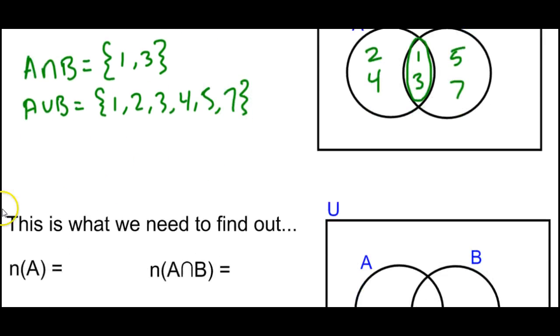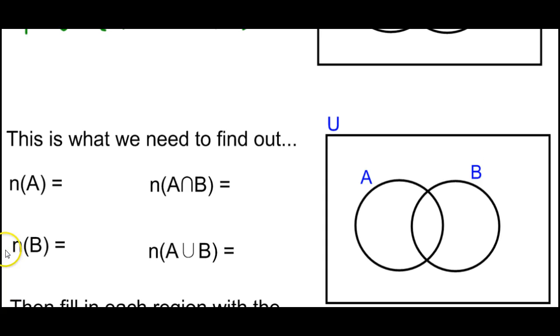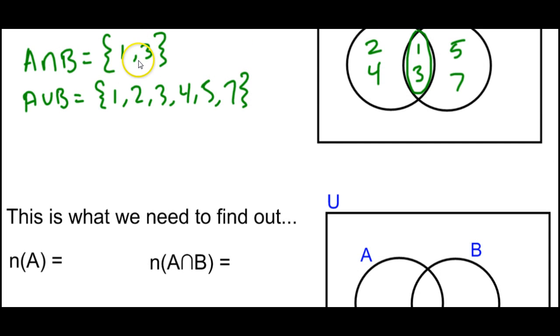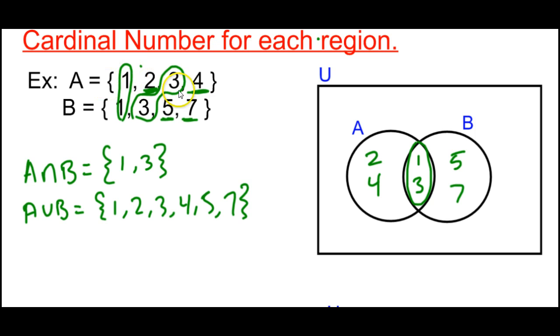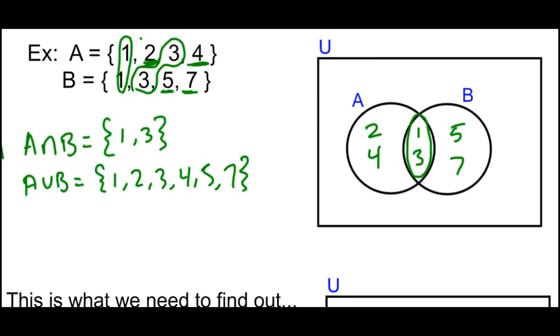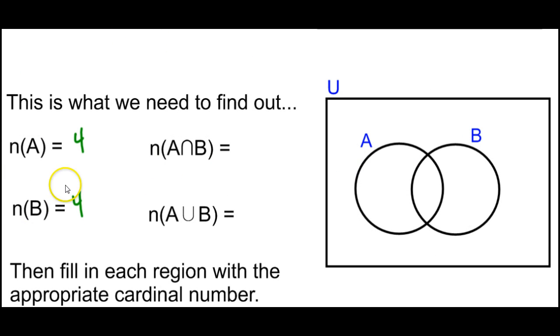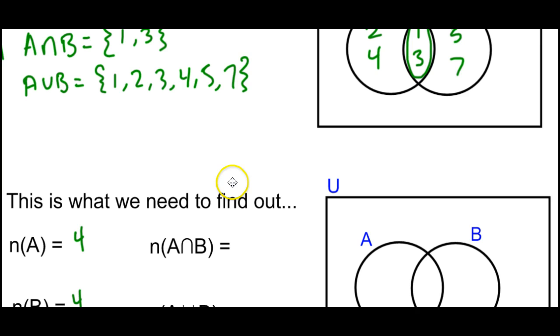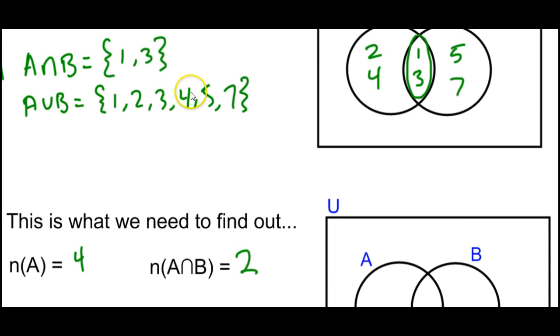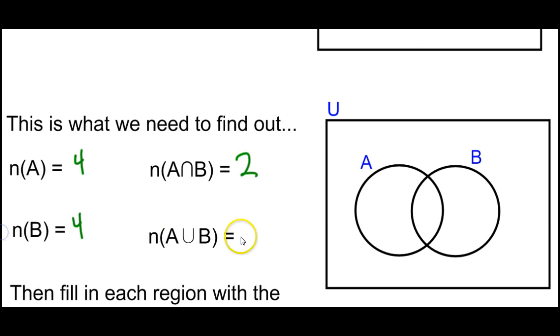So right below I have this, right? From the information given, we can count how many are in A, how many are in B, how many are in A and B, and how many are in A or B. Up here we have 4 numbers in A, so we're going to write down 4. We have 4 numbers in B, so we write down 4. A and B, we have 2, so we write down 2. And A or B is 1, 2, 3, 4, 5, and 7, so we write down 6.